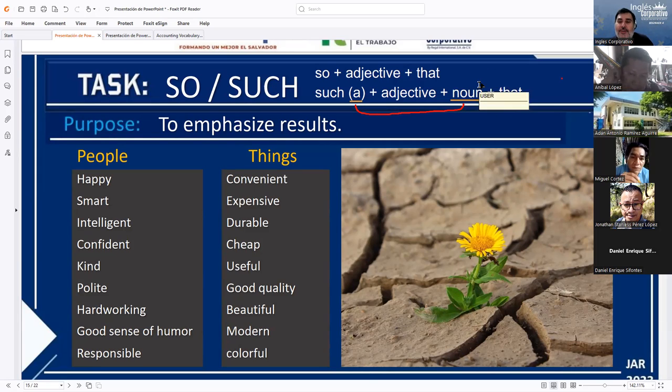The car was so expensive that I couldn't buy it. No, too expensive. My salary is not enough. So the car was so expensive that I couldn't buy it. The hamburger was so big that I couldn't finish it. Tanque, right? Tan grande que no me lo pude terminar. So big that I couldn't finish it. Okay? We're going to see the examples in a moment, okay?